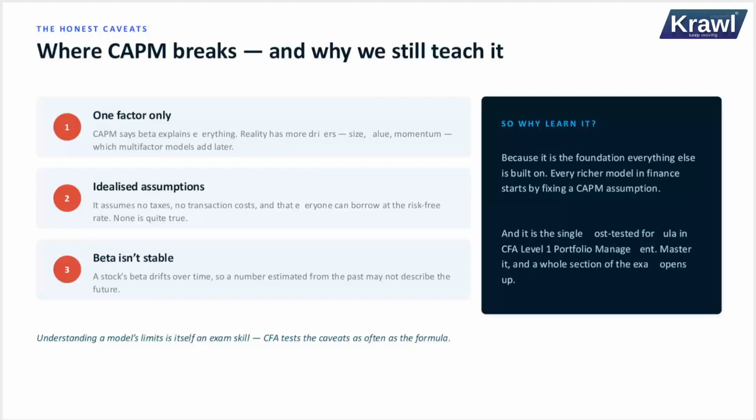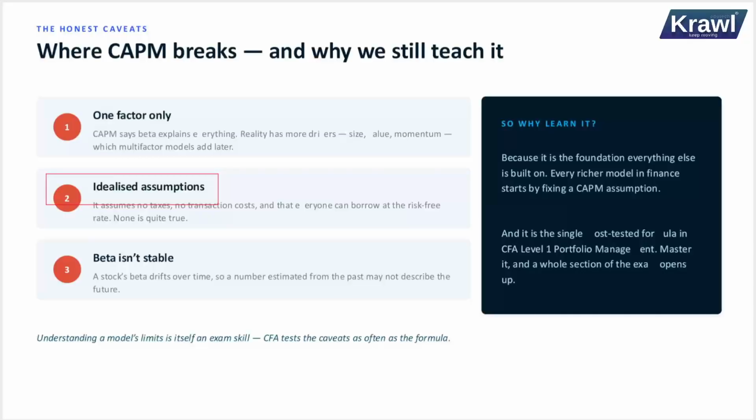The second, it leans on ideal assumptions. It assumes there will be no taxes, no trading costs, and everyone borrows at the risk-free rate. None of that is quite true in real life. So the assumptions that the CAPM model has are not going to hold in the real marketplace.